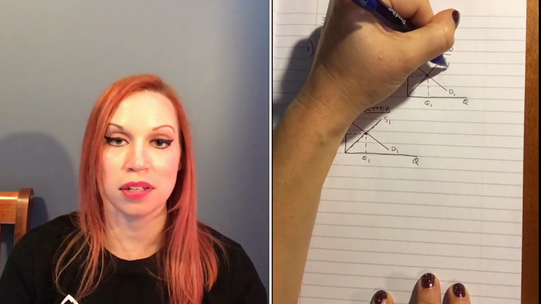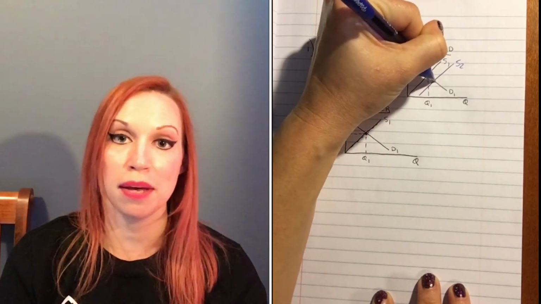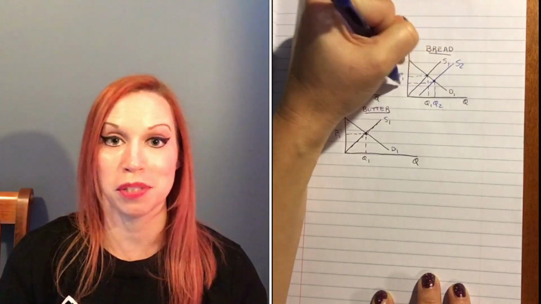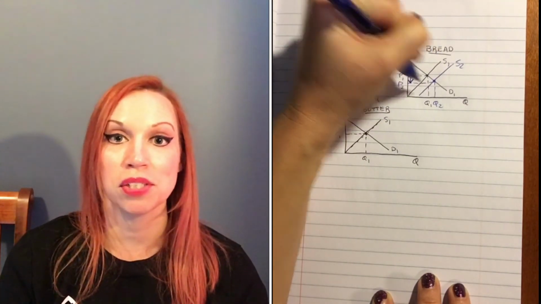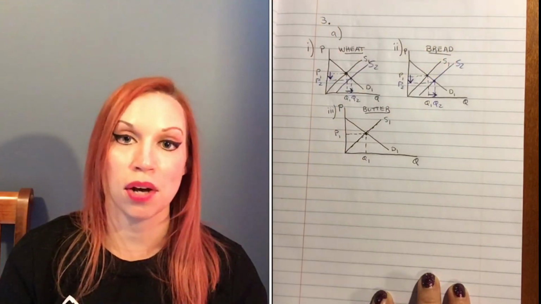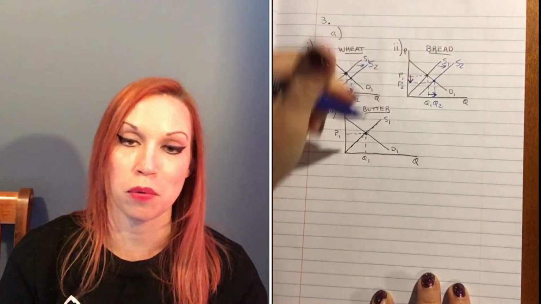Part 2, we have to draw the effect of this on the bread market. Well, if wheat is cheaper and more available, then that means that the bread makers are going to be able to afford to buy more wheat, so they can afford to make more bread. So that is going to shift the supply of bread to the right as well. And that's going to also decrease equilibrium price for bread and increase the equilibrium quantity for bread.